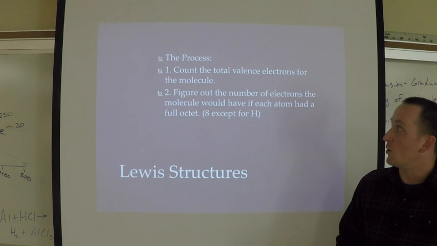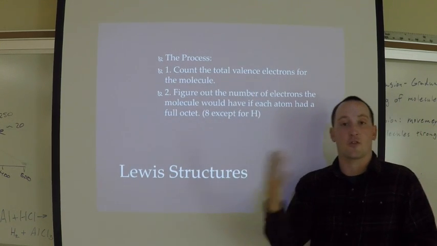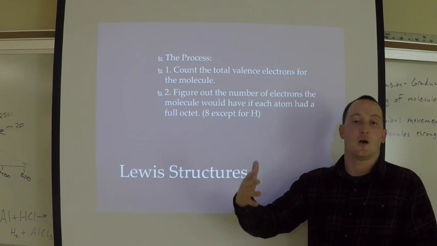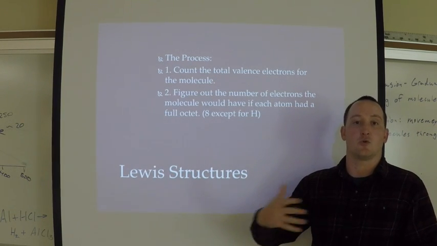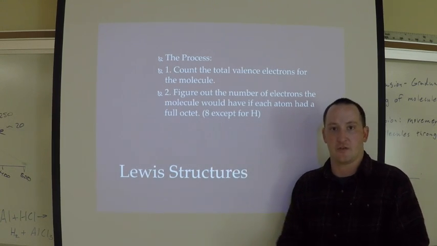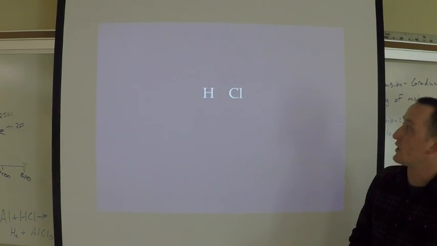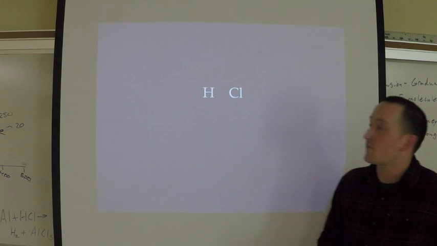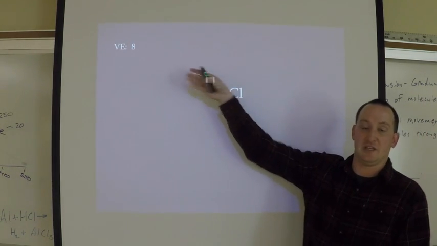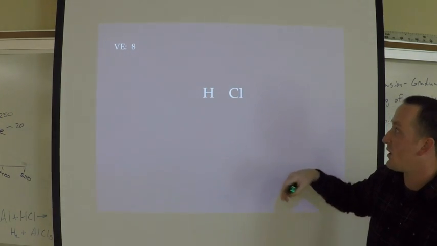Again, step 1, count all the valence electrons in the molecule. Step 2, count up all the electrons that the molecule would have if every atom had 8, or if we had hydrogen, it has 2. So again, we're looking at HCl. The first thing we're going to look at is the valence electrons, which I've abbreviated as VE. This is step 1 that was on the previous slide.